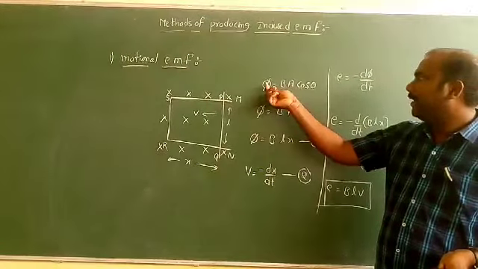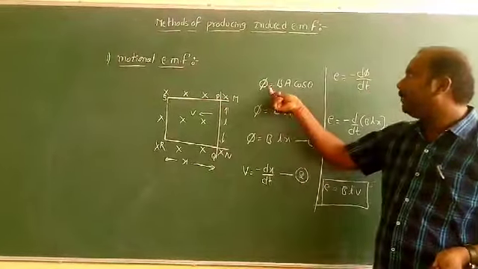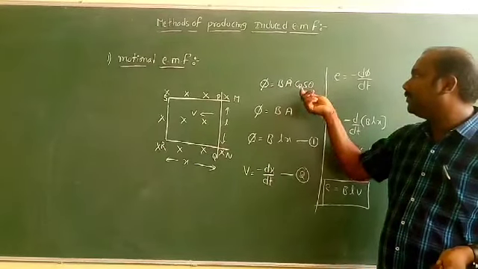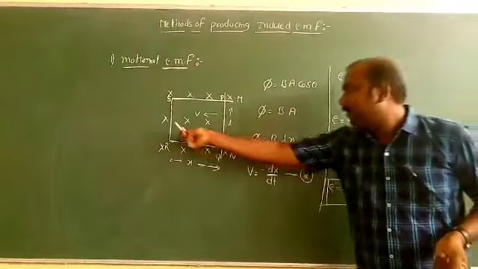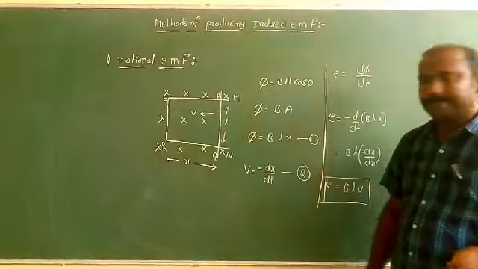First, the magnetic flux linked with the substance is given by phi is equal to BA cos theta. If theta is not mentioned, remove that one. Phi is equal to B into A. What is area? Area is nothing but length into breadth, that is Lx.